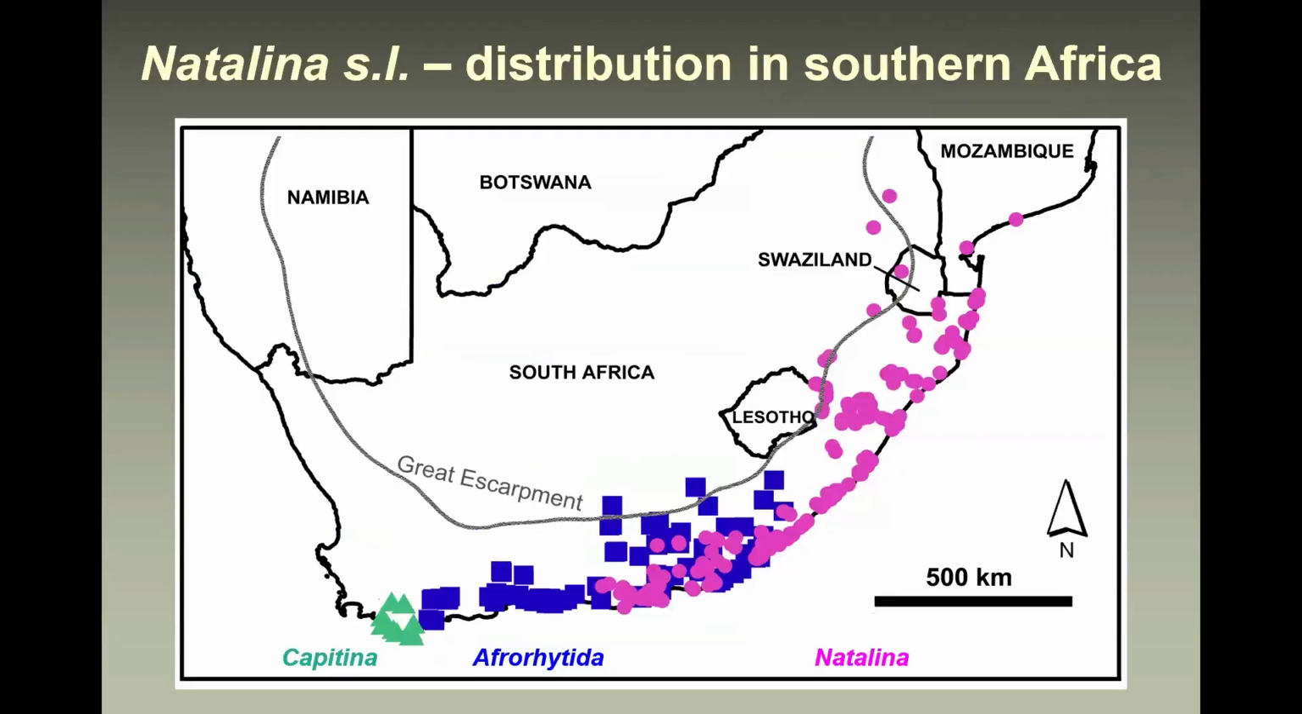The distribution of these is as shown on this map here. Capitina is very much a Western Cape winter rainfall genus occurring in the Agulhas region at the extreme southern tip of Africa. And Afrorhytida occurs in the winter and all-year rainfall area here in the Western Cape and the Eastern Cape. And then Natalina, the largest ones of all, are widely distributed in the eastern regions, extending into southern Mozambique, but not extending further into Africa.